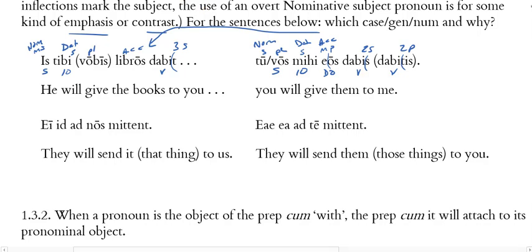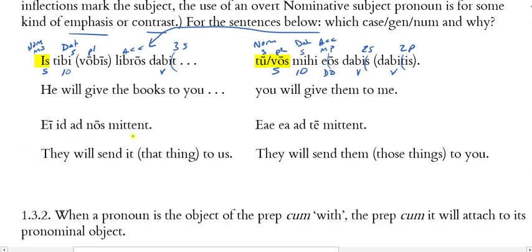And notice here, the is for he will give is contrasted with you will give. He will give the books to you. You will give them to me. So in our exercises, we are using the nominative subject pronoun just to practice, but you don't always see that in Latin. All right. Okay, let's look at the other two sentences here.